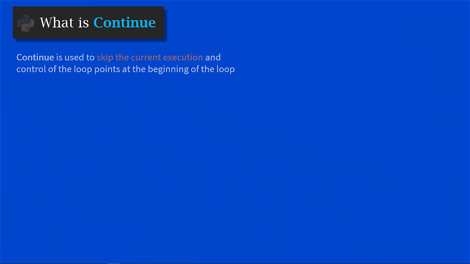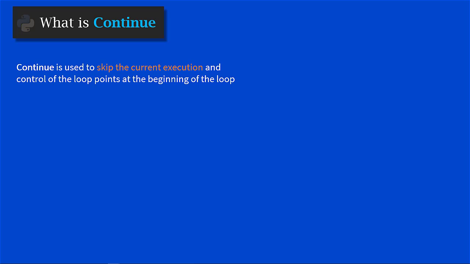Let's jump over to continue. So what does continue do? Continue is used to skip the current execution, as contrary to break, which is used to exit the loop. It doesn't exit the loop, it actually skips that particular iteration which it is going through, right? And control of the loop points at the beginning of the loop. That means whatever execution is going on, if I meet a certain condition and I want to skip it, I can use continue. The loop will point to the next value and keep on iterating further.